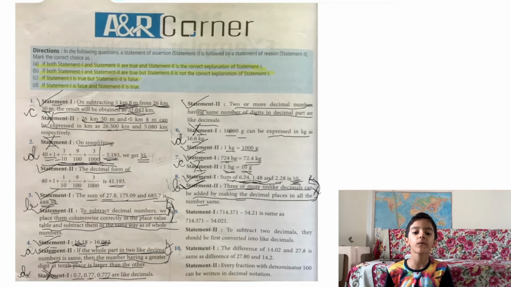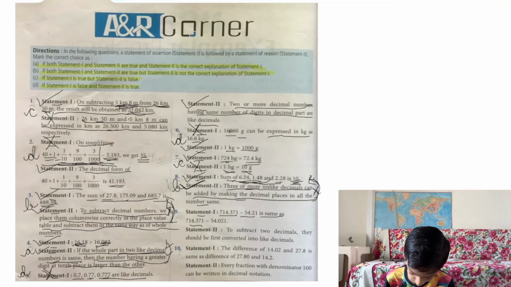Statement 1 of question 9. Here they are saying that 714.371 minus 54.21 is same as 714.371 minus 54.021. Here let's see. Here is 714.371 and 714.371. Now let's check the other number. Here the number is 54.21 and here it is 54.021.